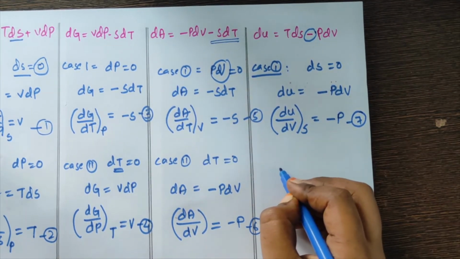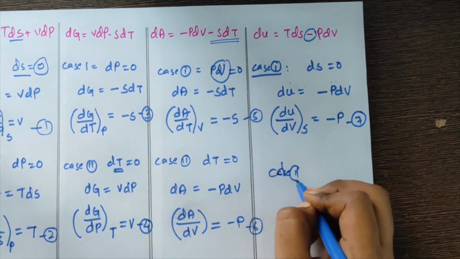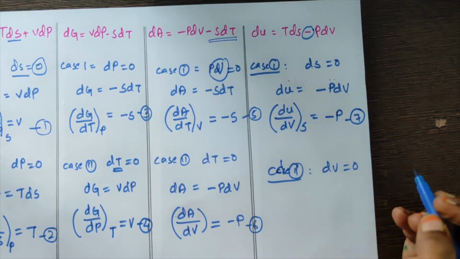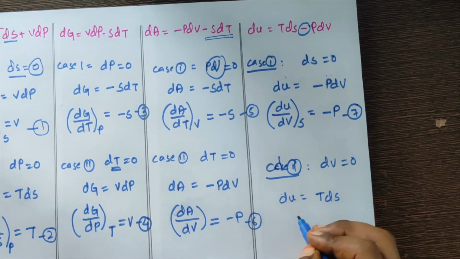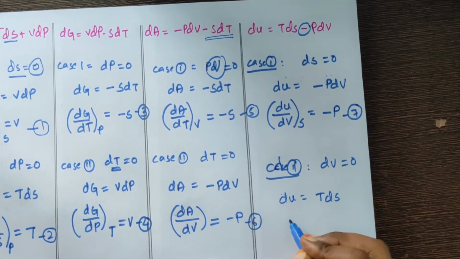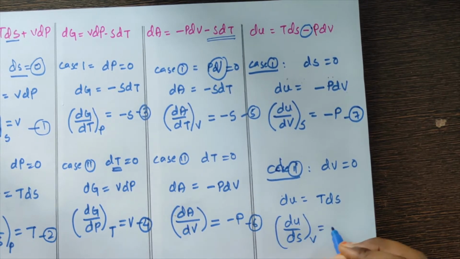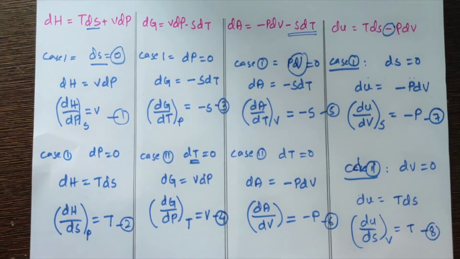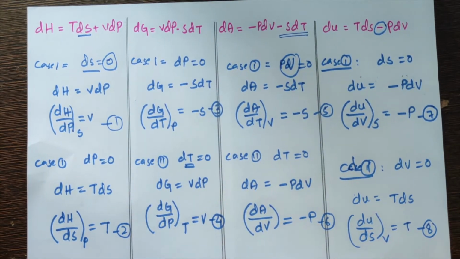And in case 2, we will be taking dV equal to 0, then dU will be equal to T dS and dU by dS at constant V will be equal to T. This is our equation number 8. So in this case, we have got 8 relations all over.